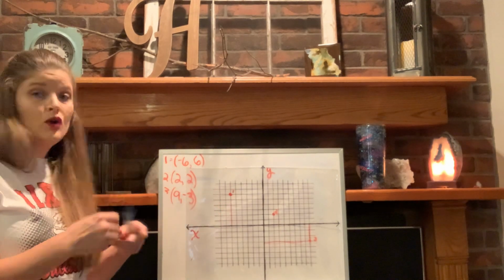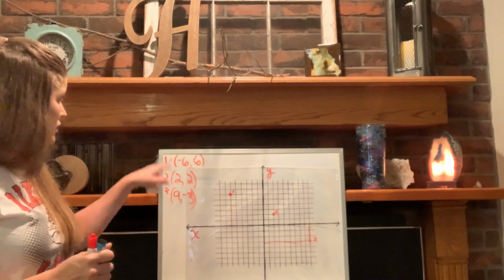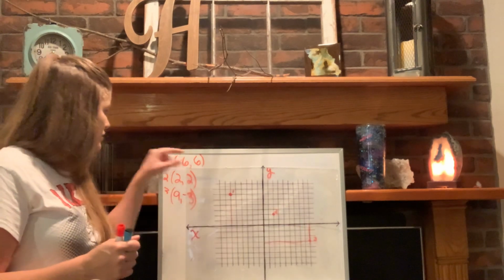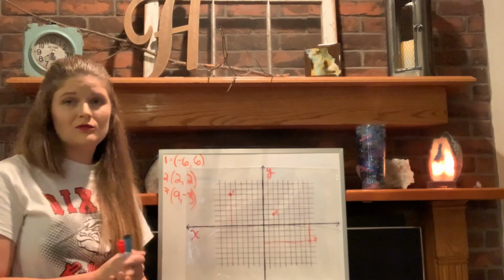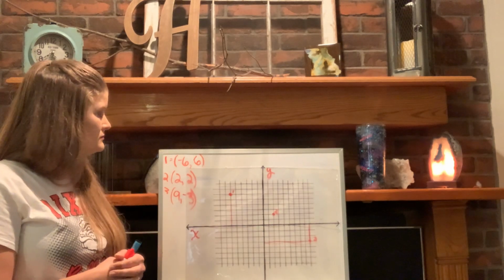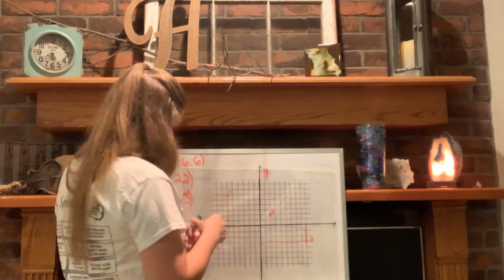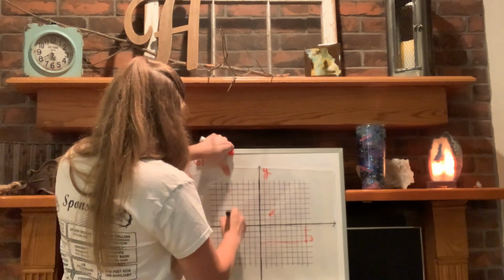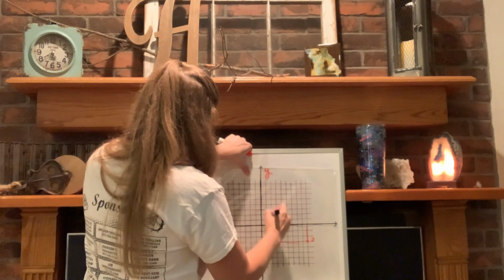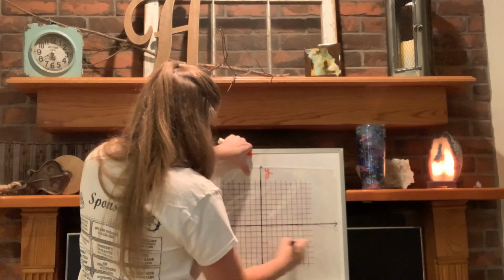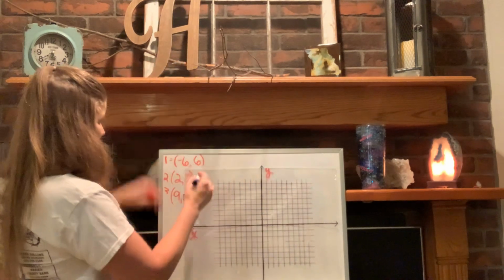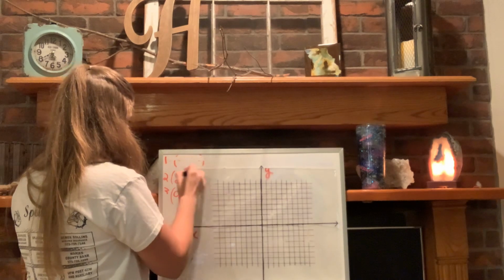So there are the coordinates, or the locations, the ordered pairs that go with these 3 points. All right? You can do this the opposite way as well. What if I gave you a location and you had to, what we call, plot? Okay?